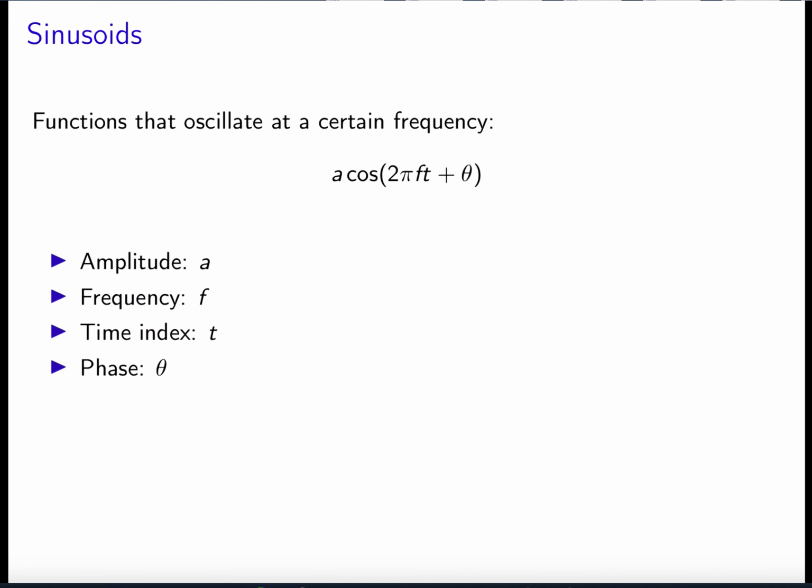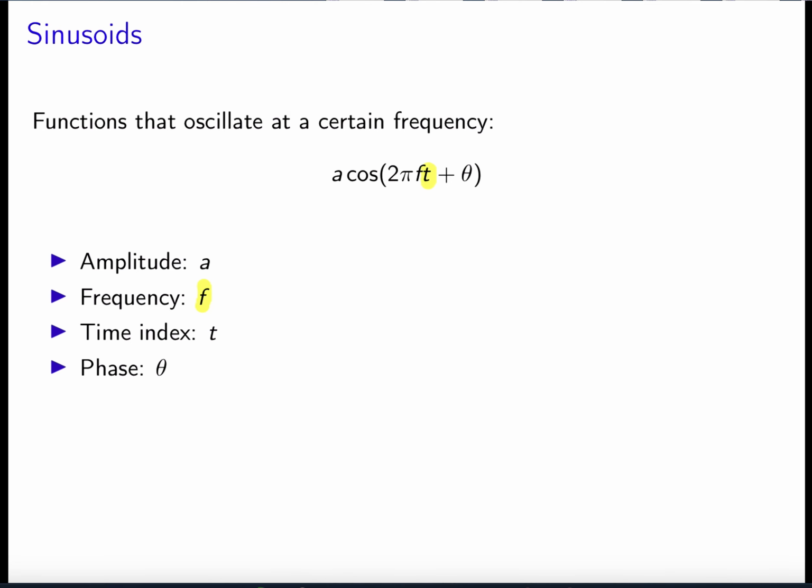We're going to be interested in sinusoidal functions. These are functions that oscillate at a certain frequency. So here, this is actually a function of time, which is the variable t. When interpreted as a function of time, this function is actually periodic with period 1 over f, where f is a parameter that determines how rapidly the function fluctuates.